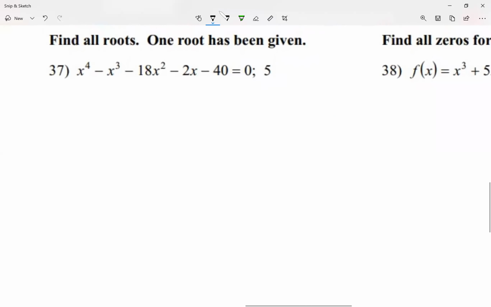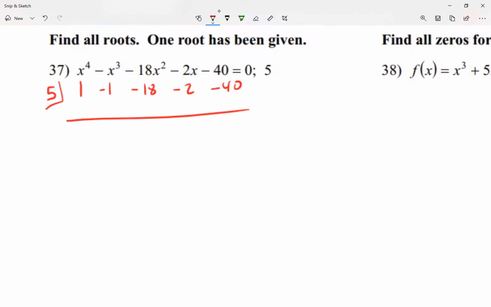Here, final roots, one root has been given. Okay, cool. So one of them has been given. So let's say this is 5, 1, negative 1, negative 18, negative 2, and negative 40. Because it says it's a root, my remainder here is 0.